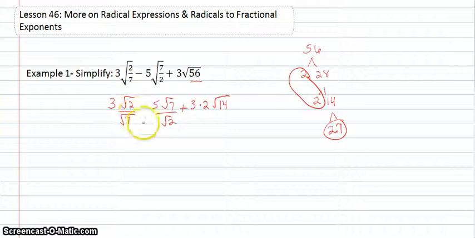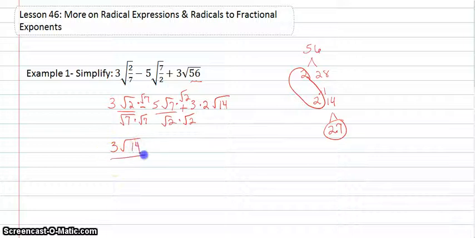And then to simplify my fractions here, so I don't have a radical in my denominator, I'll need to multiply the first one by the square root of 7 on top and bottom, and the second one by the square root of 2 on top and bottom. So I'll have 3 square roots of 14 over 7 minus 5 square roots of 14 over 2, and that'll be plus 6 square roots of 14.